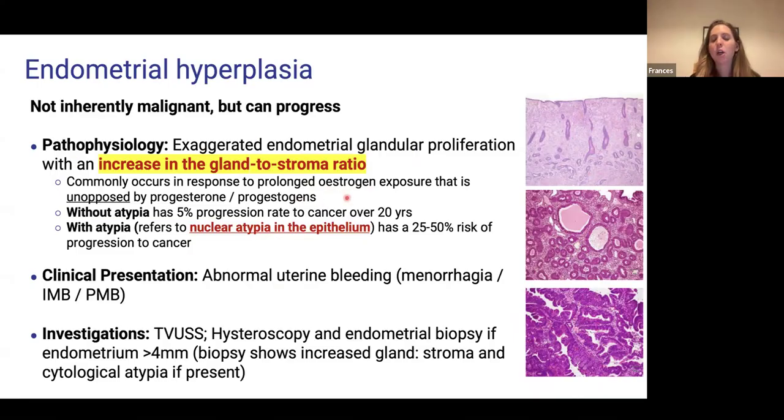And this is typically driven by prolonged estrogen exposure that is unopposed by progesterone. So you guys know that estrogen drives proliferation of the endometrial glands, and progesterone stabilizes the endometrium. So normally what you need is a combination of estrogen and progesterone to maintain a nice endometrial layer that's not too thick.